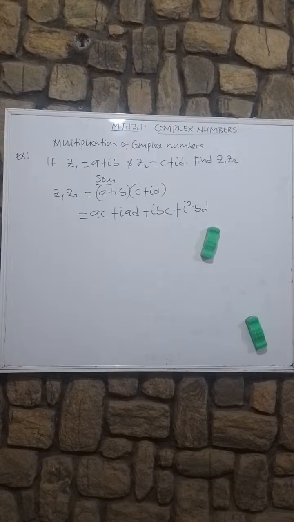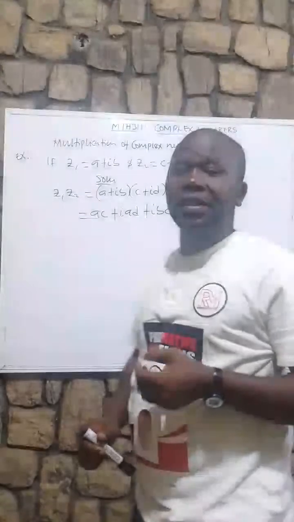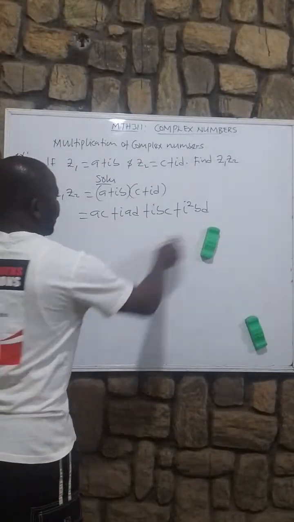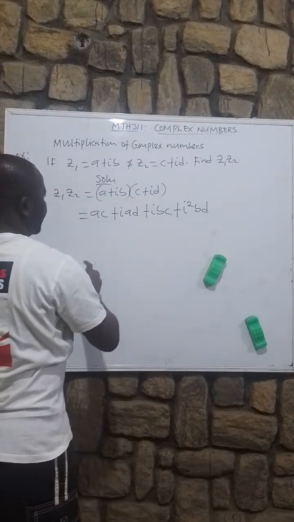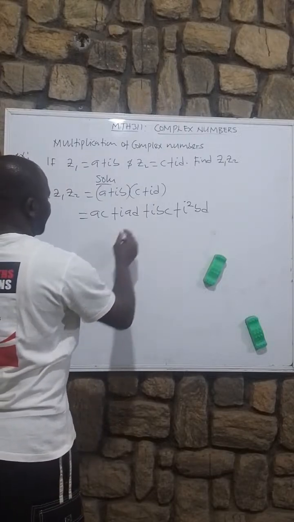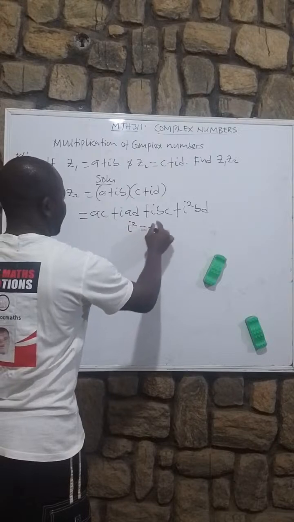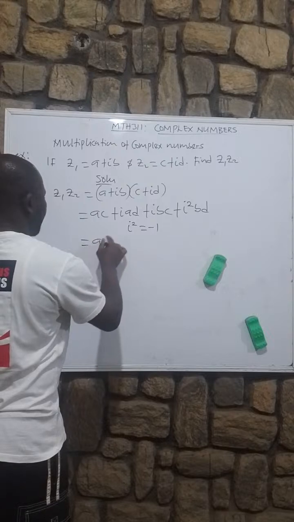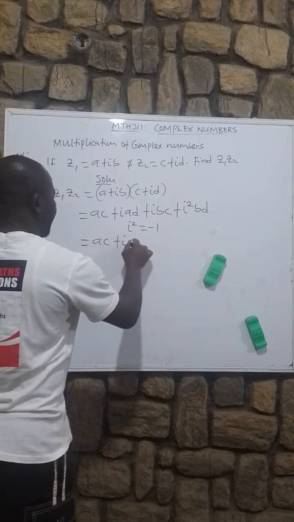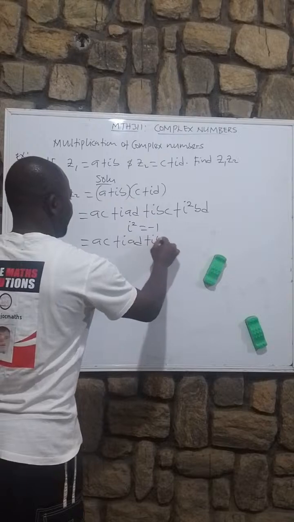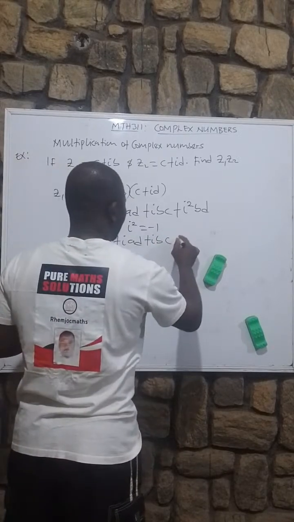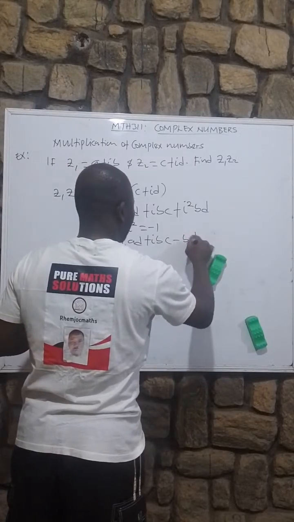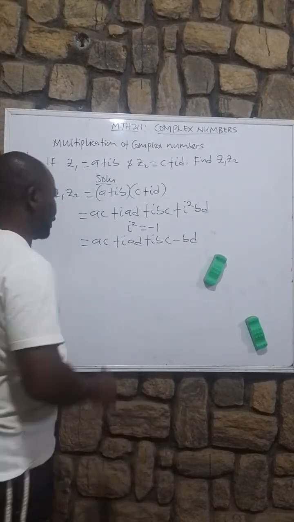Any question? No question? So we can proceed, right? It's okay. So far, so good. So this implies that, note, i squared is equal to minus 1. True or false? So this is equal to AC plus iAD plus iBC equals minus 1 times BD, which is minus BD. Then we now collect like terms.